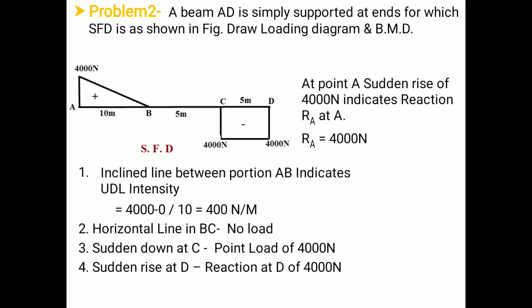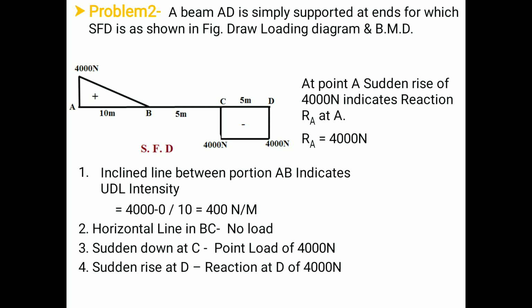So our first step is we have at point A a vertical line. A vertical line at point A indicates that either a reaction is acting at that point or an external point load is acting at that point. So at point A, the sudden rise of 4000 Newton indicates the reaction RA at point A. So that intensity of reaction is 4000 Newton, because at point A we have a vertical line.